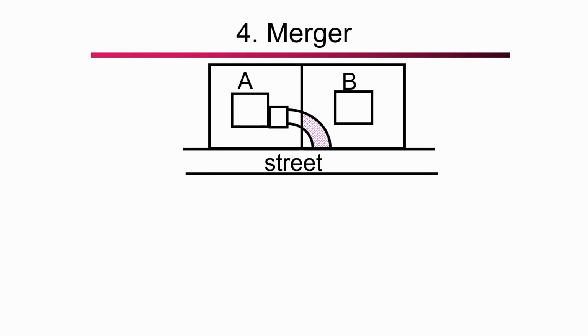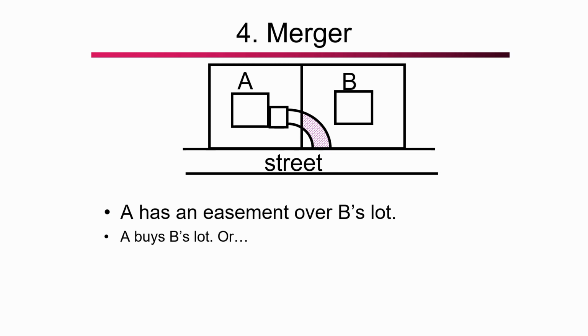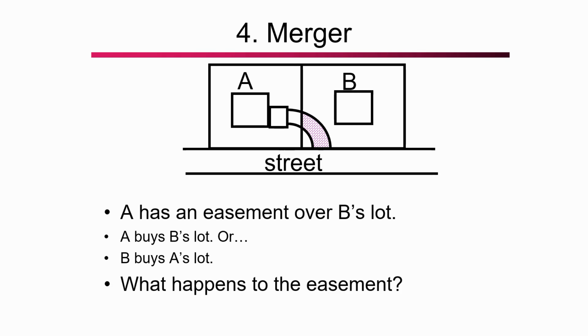An easement, in number 4 here, can be terminated by merger. Merger arises from the idea that you can't have an easement on your own land. If you own an easement, it has to be on somebody else's land. So let's suppose that A has a driveway easement over B's land, and let's suppose that either A buys B's lot or B buys A's lot. Either way, the two lots are now in common ownership. What happens to the easement? Well, obviously, the easement is terminated because now the same person owns both the dominant and the servient land. And, as I said, you can't have an easement on your own land.